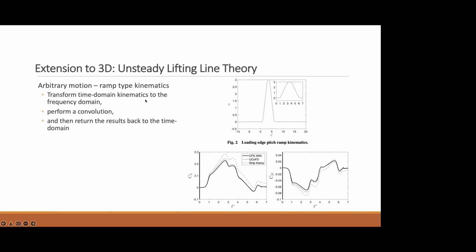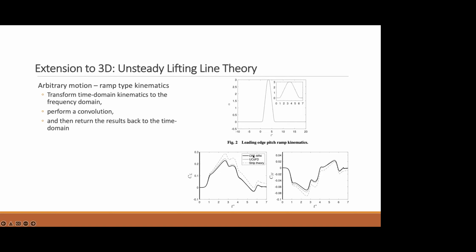Until now, we've only looked at harmonic kinematics or sinusoidal kinematics. Let's now also look at some arbitrary ramp type kinematics. Unsteady lifting line theory is really only developed for harmonic kinematics, but we've developed a method to also be able to apply it to arbitrary motions. What we do here is transform the time domain kinematics to the frequency domain. We perform a convolution, and then we return the results back to the time domain.